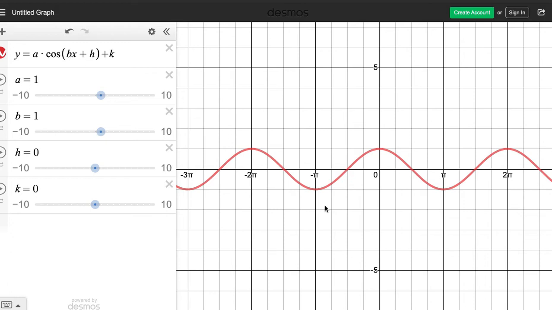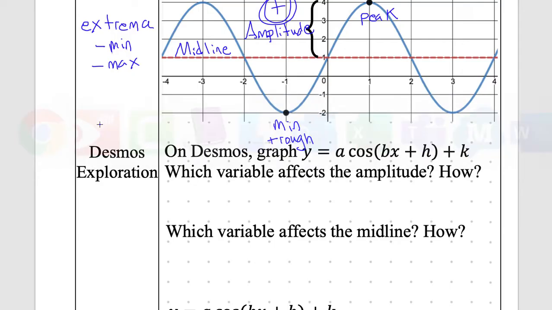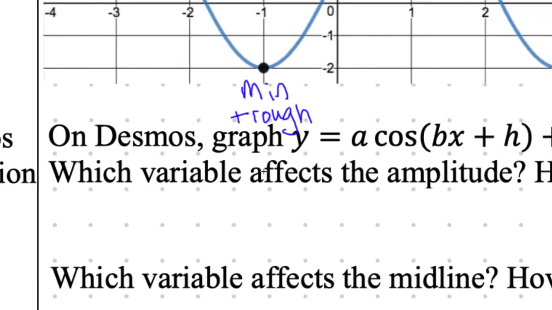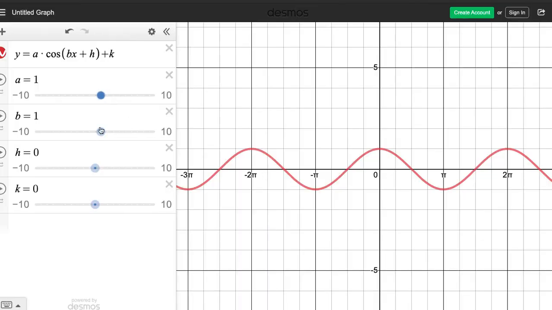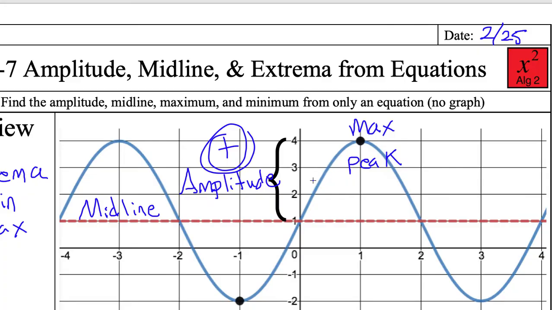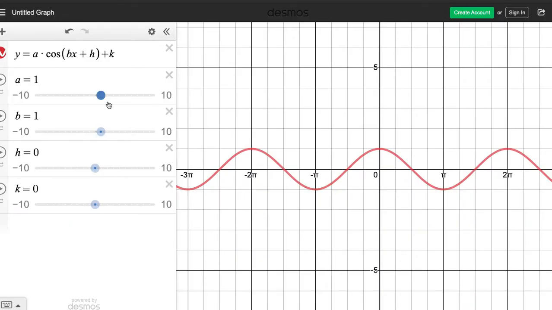All right, looks like everyone is there, as far as I can tell. So our question. On Desmos, when we type that in, which variable affects the amplitude? It's simple to say this letter, but how? When I drag it to the right, it does blank. When I drag it to the left, it does blank. So which of these, a, b, h, or k, affect the amplitude? Again, we've already defined amplitude as how far above the midline it is. So which of these variables affects the amplitude?